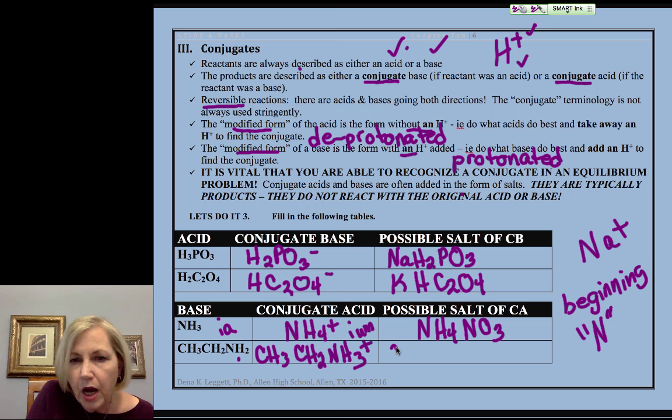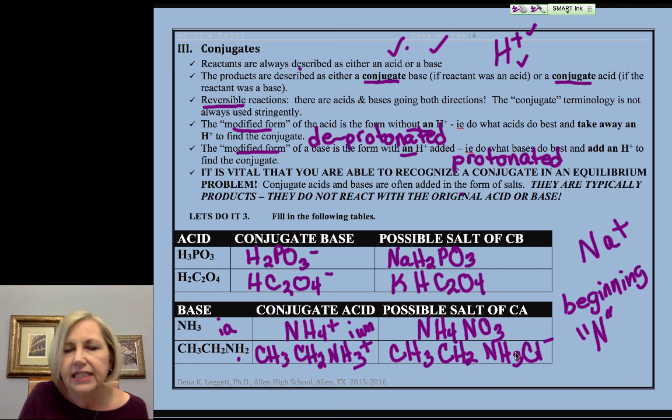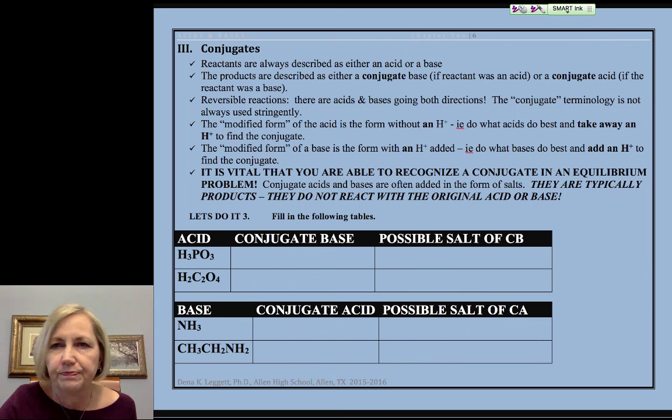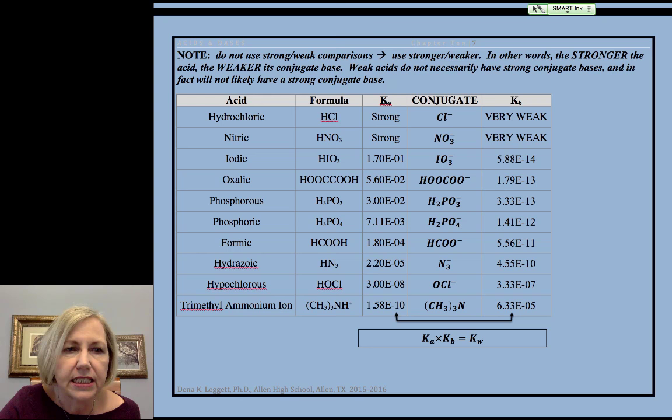So a possible salt of the conjugate you may see in the question would be this same formula, but we need a counter ion. Chloride doesn't have any acid-base properties, so it would be a good choice there. All right, now, what if it's in, let's look at the list here.